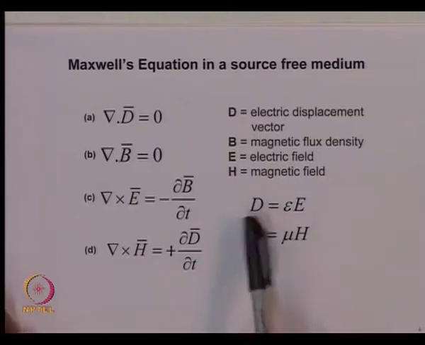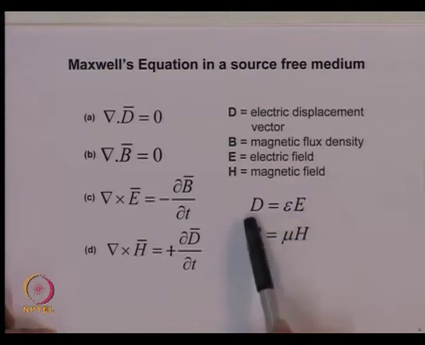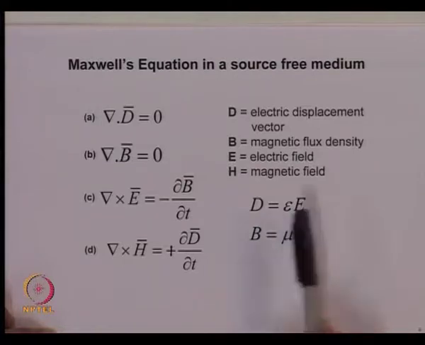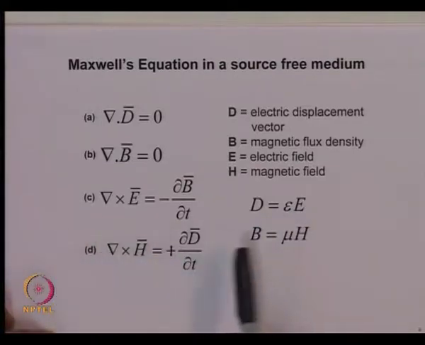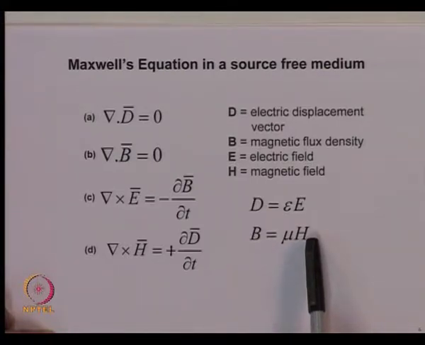And the electric displacement vector is related to the electric field through this relation. So, the electric displacement vector is equal to the permittivity of the medium multiplied by the electric field, and the magnetic flux density is equal to the permeability of the medium multiplied by the magnetic field.